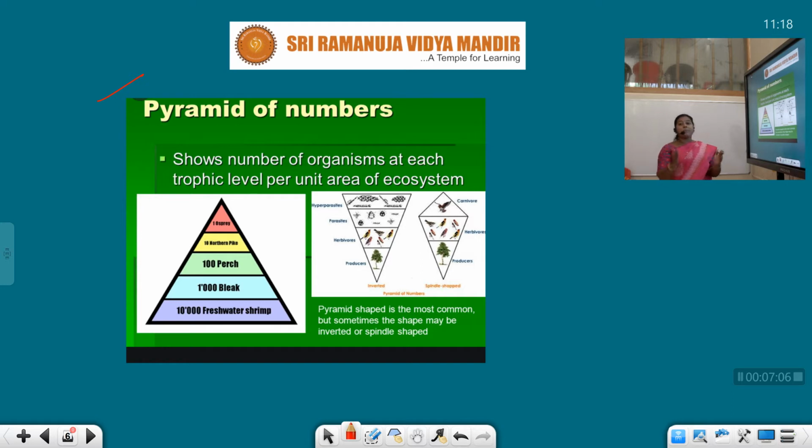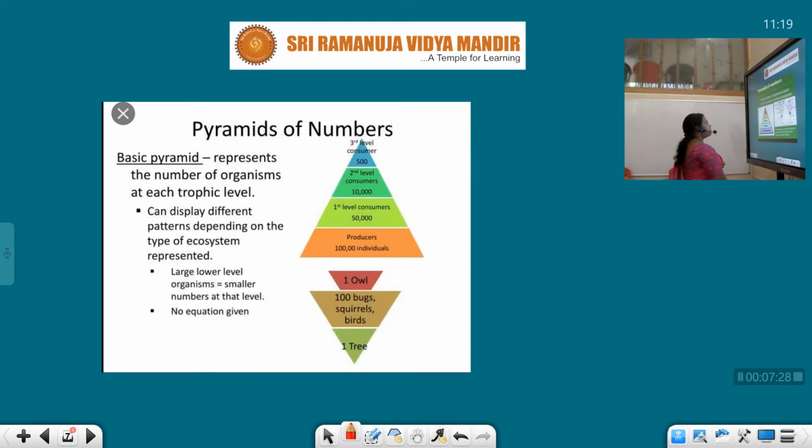Now, what do you mean by pyramid of numbers? It shows the number of organisms at each trophic level per unit area of ecosystem. Here the pyramid shape is most common, but sometimes the shape may be inverted or spindle shaped. See students, this is the inverted one, and this is the spindle shaped pyramid of numbers.